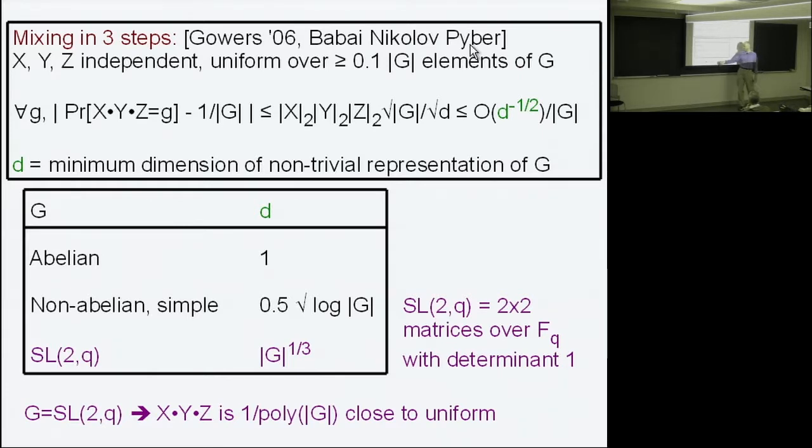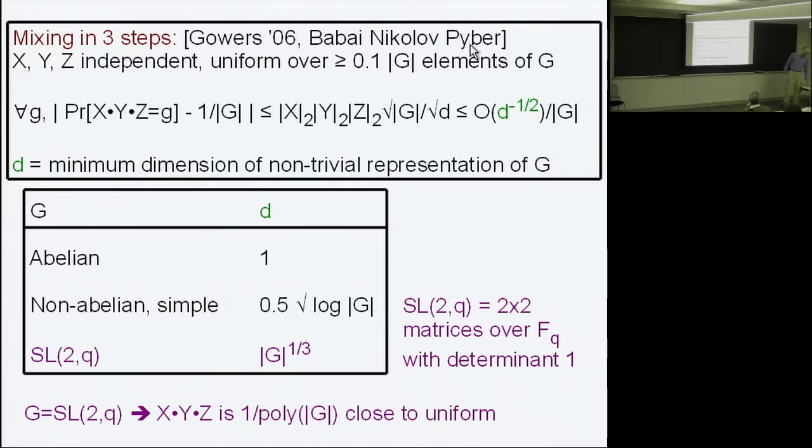Anyway, for this group, SL2(q), you get this bound, and just to remind you, this means that if you multiply X, Y, Z, you get something which is also very close to uniform in statistical distance, if you sum over group elements. Representations over what field? Let's go over the complex numbers, say, but luckily, representation theory will play no role in our talk. So this is what was known about mixing. It has a bunch of applications, which you can find in those papers.